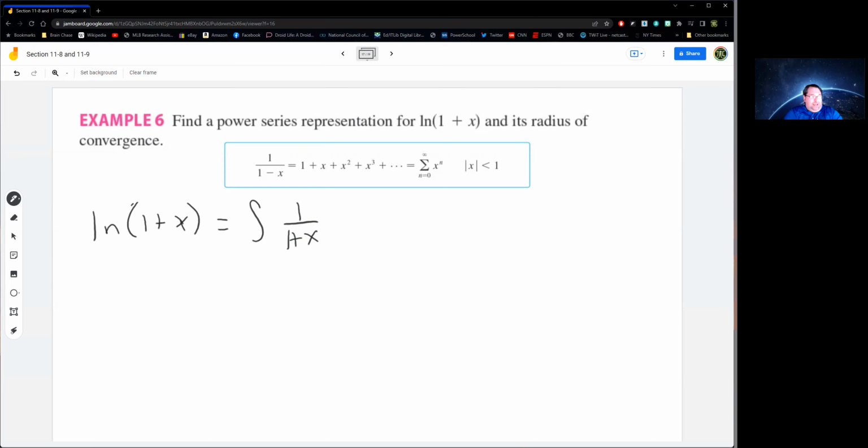So since I know that's the integral of 1 over 1 plus x, I need to figure out the other side. Well, first of all, that's 1 over 1 minus x, not 1 over 1 plus x. So then I'm going to change that a little bit. That's one side, and I'm going to do the integral on this one. And that x is going to be minus x. So this becomes the integral of the summation n equals 0 to infinity of negative x to the n.